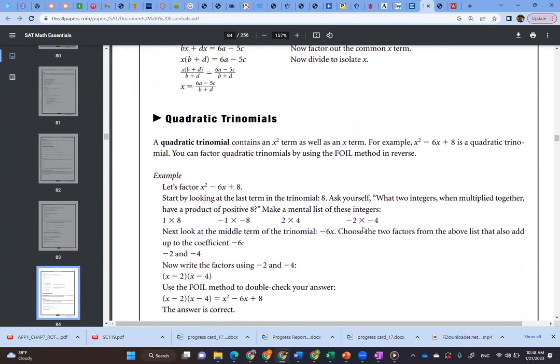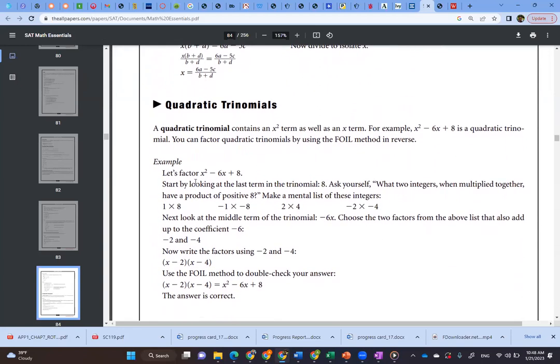So for example, let's factor x squared minus 6x plus 8. First of all, to factor the trinomial, you should look to the 8, the last term of the trinomial. And you're gonna ask yourself, what two numbers or two integers, when multiplied together, have the product of positive 8? It's gonna be 1 multiplied by 8, or negative 1 multiplied by negative 8, or 2 multiplied by 4, or negative 2 multiplied by negative 4.